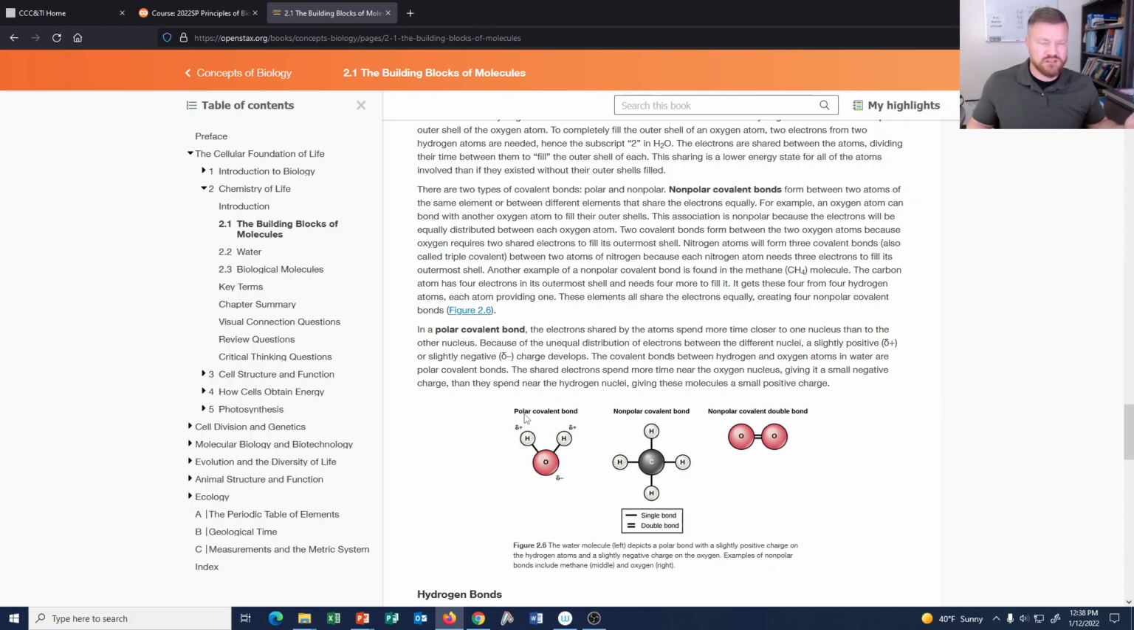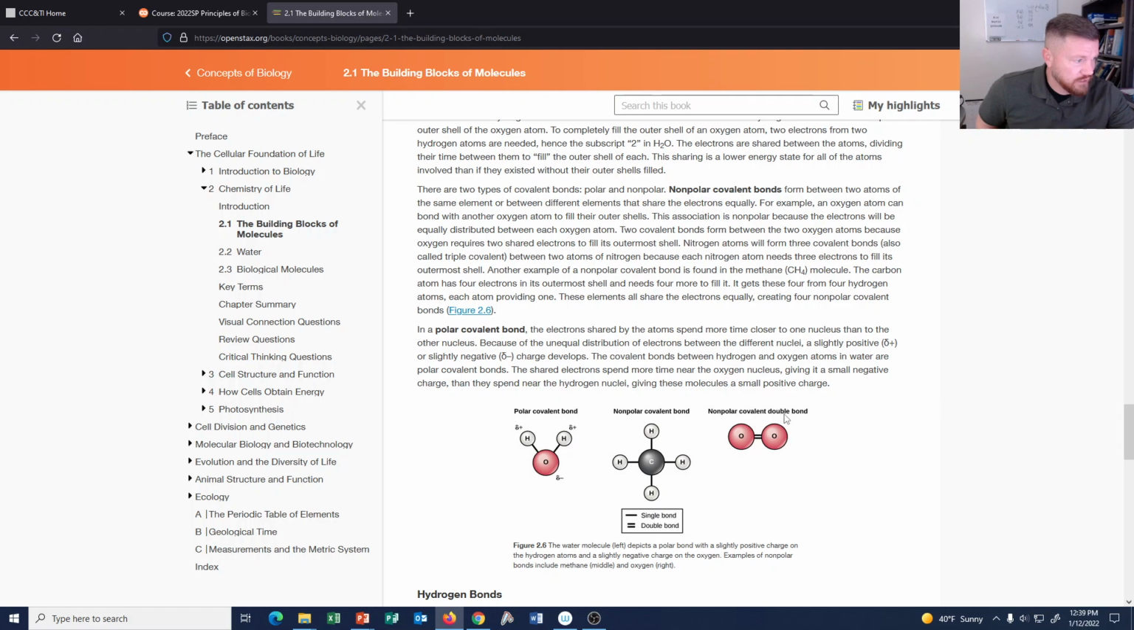Think about what polar things are. The Earth is polar, magnets are polar, batteries are polar. Something that's polar means one end's different than the other. The Earth has a north and a south pole. Magnets have north and south poles. Batteries have positive and negative terminals. The same is true for polar covalent bonds. They have a positive and a negative region.